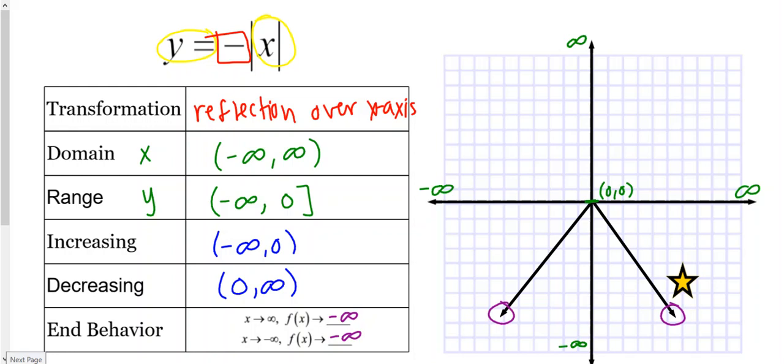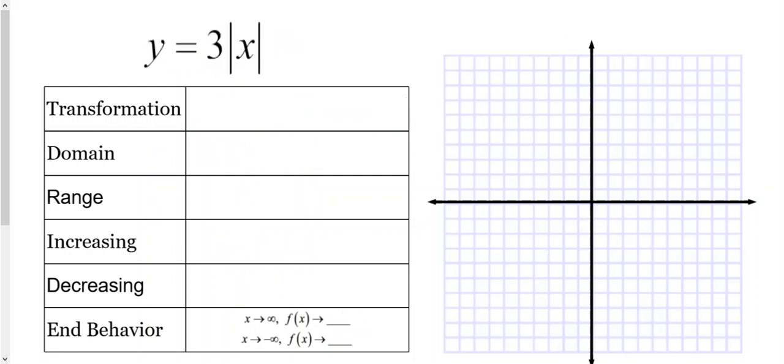All right. So we got one more like the graphs. So now we have y equals 3 times the absolute value of x. So this one I actually want you to try on your own. So go ahead, pause the video, try filling everything in, and then check back in a little bit for the answers.